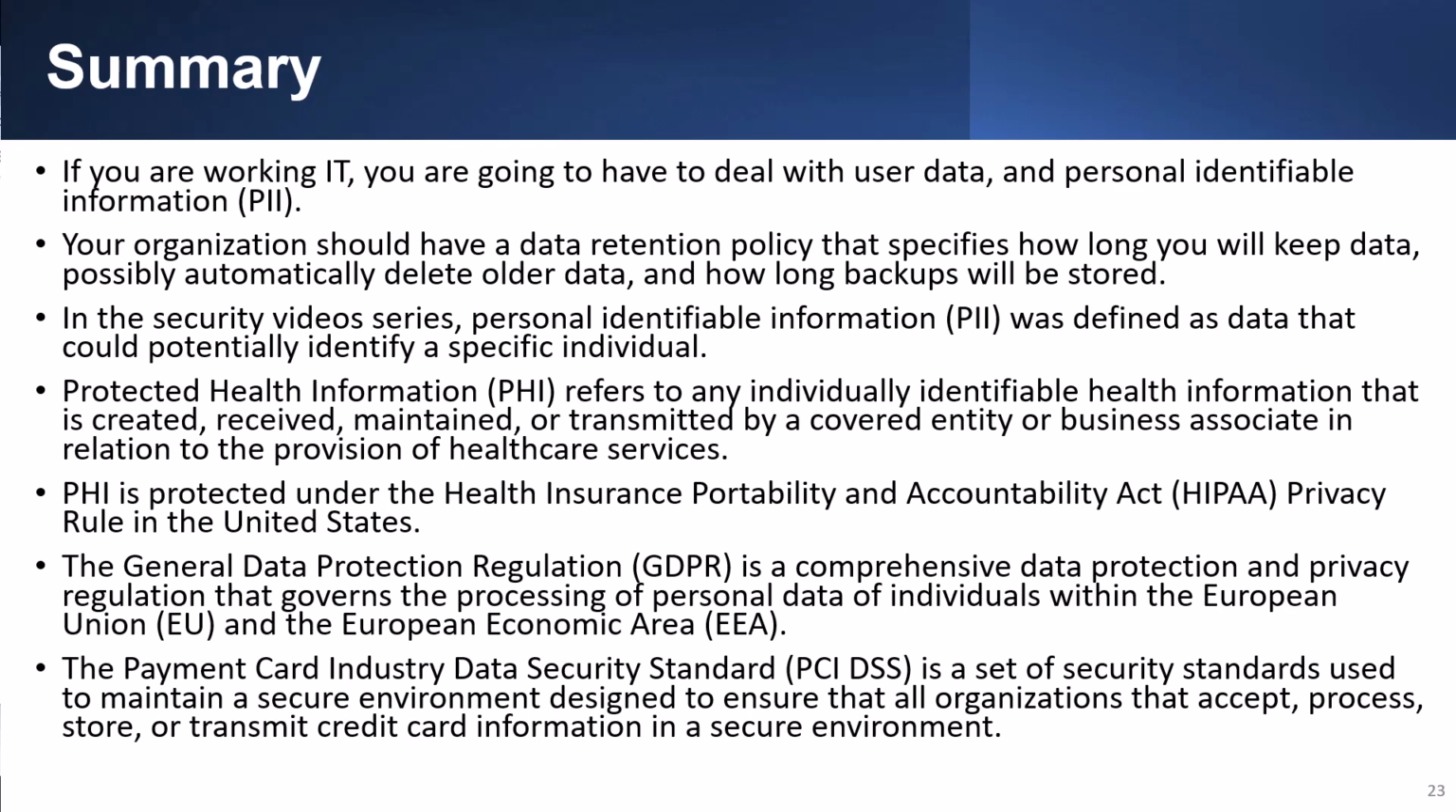In the security video series, personally identifiable information, or PII, was defined as data that can potentially identify a specific individual. Protected health information, or PHI, refers to any individually identifiable health information that is created, received, maintained, or transmitted by a covered entity or business associate in relation to the provision of healthcare services. PHI is protected under the Health Insurance Portability and Accountability Act, or HIPAA, privacy rule in the United States.